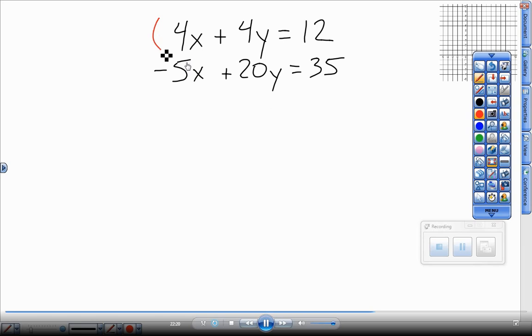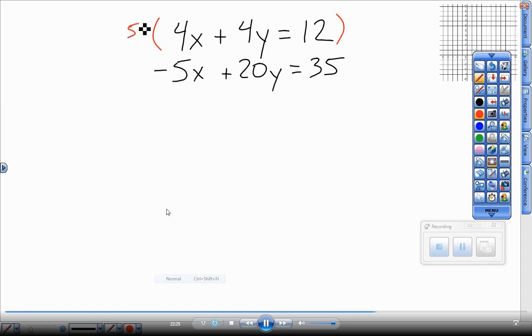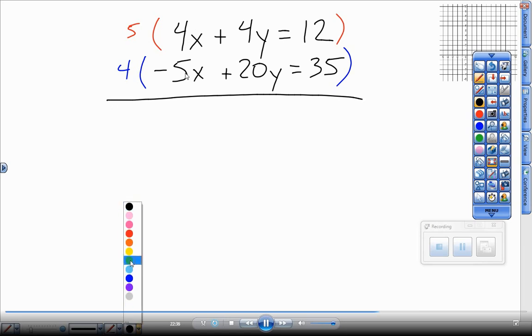But for this one, I'm going to choose to eliminate my x's by timesing my top row by 5, and my bottom row, I'm going to times that by 4. And the beauty of doing that is my x's will eliminate. 5 times 4x is 20x. 4 times negative 5 is negative 20x. Those are opposites. So 5 times 4, 5 times 4, 5 times 12. Distribute this all the way through.